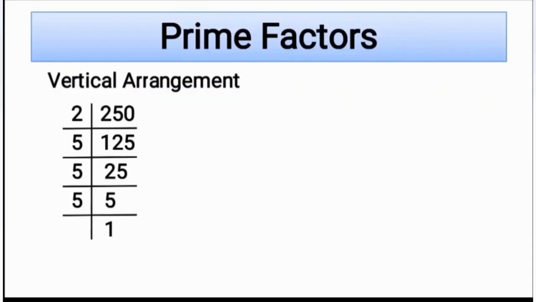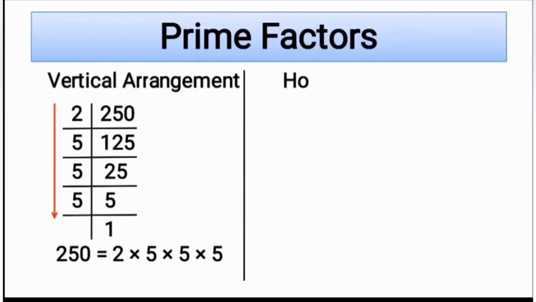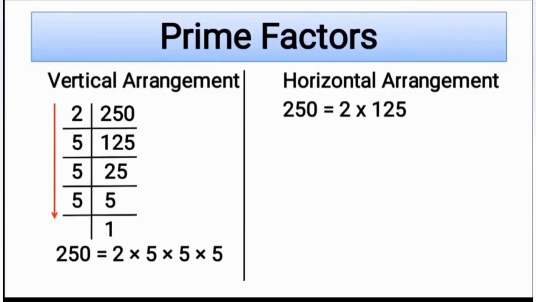Here observe, all divisors are prime numbers. So we get 250 equals 2 multiplied by 5 multiplied by 5 multiplied by 5. This is the vertical arrangement. Now let's see the horizontal arrangement. Here consider the same number 250.